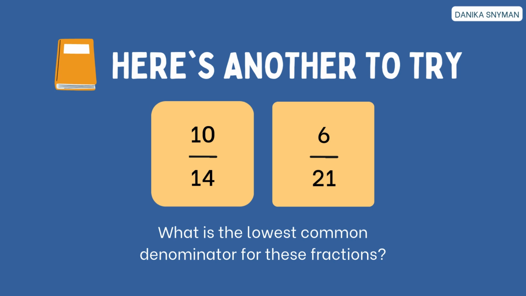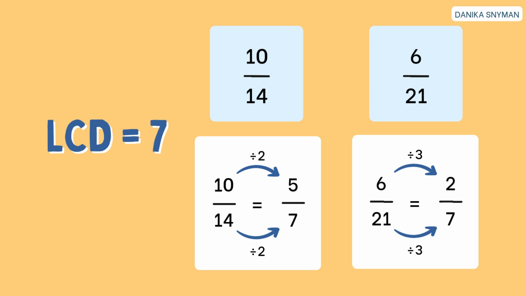Let's try these: 10/14 and 6/21. What is the lowest common denominator? Can you find it? Let's work it out together. LCD means lowest common denominator. It is the smallest number that both bottoms can go into. We look at the 14 and the 21. What is the smallest number both can go into? It's 42. Sorry, it's not 42, it's 7.